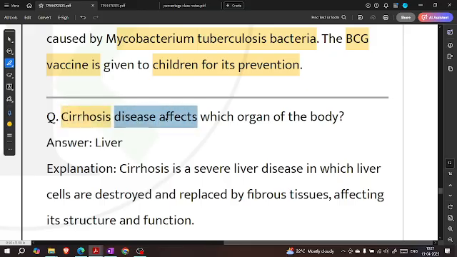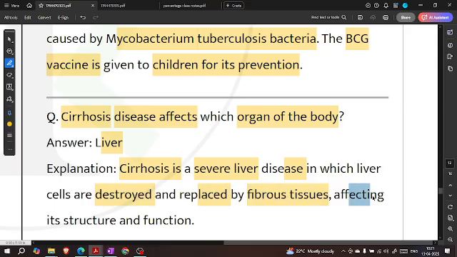Cirrhosis disease affects which organ of the body? Liver. Cirrhosis is a severe liver disease in which liver cells are destroyed and replaced by fibrous tissues, affecting its structure and function.